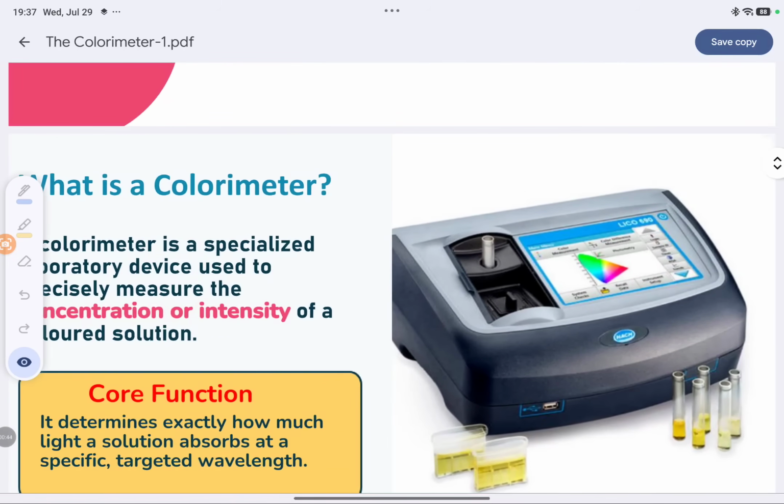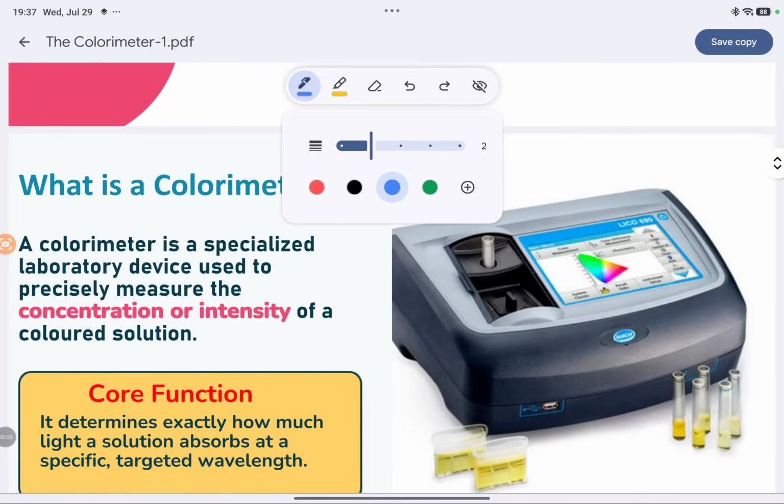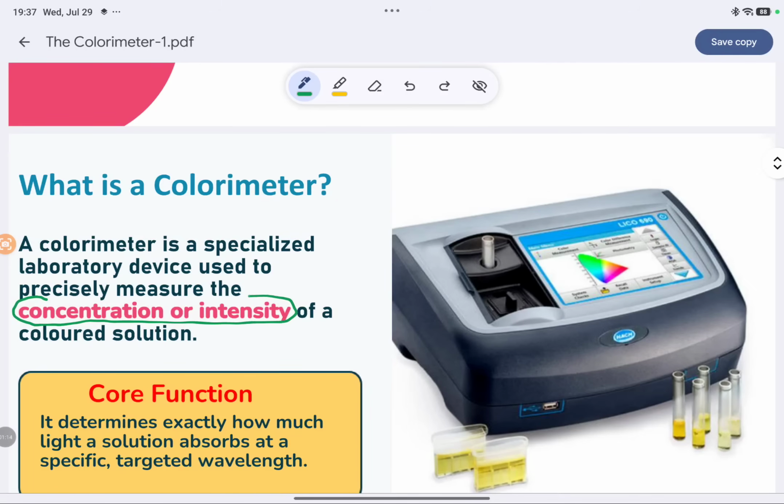Now, first we have to know what a colorimeter is. For that, I have written the definition of a colorimeter. A colorimeter is a specialized laboratory device used to precisely measure the concentration and/or intensity of a colored solution.